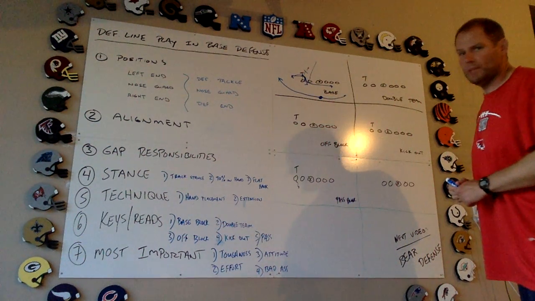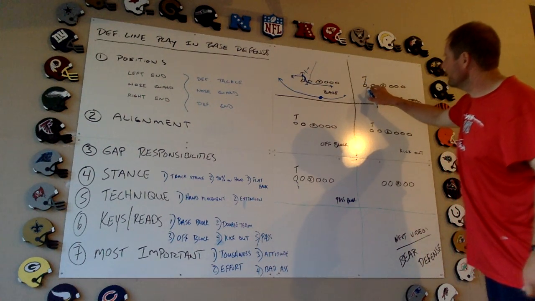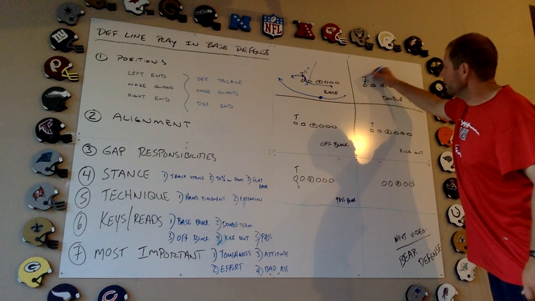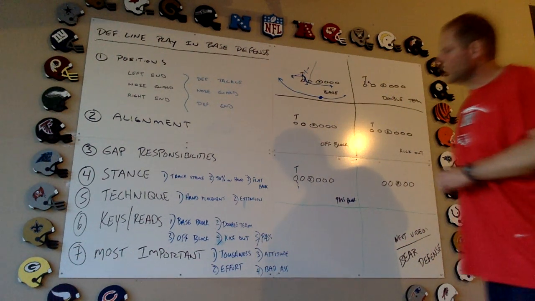The second type of block that we're going to experience is a double team, and that's when, again, the same thing happens. We're on a 4-eye here, or weak B gap. This offensive tackle is going to go ahead and get into you, but now he's going to get help from a guard. They're going to double you.